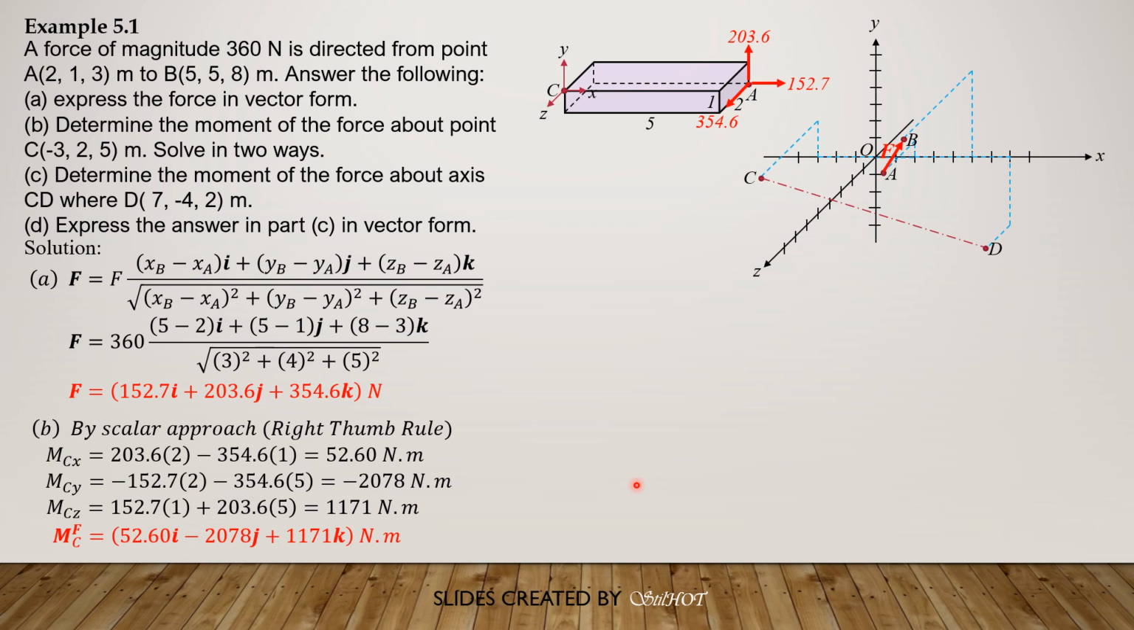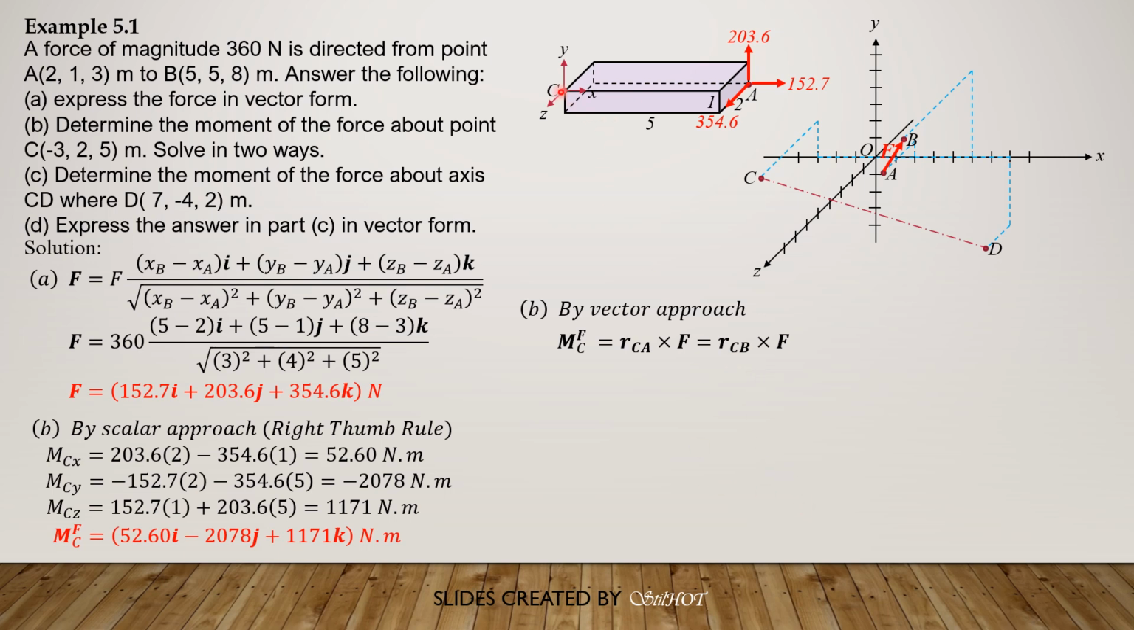In vector form, therefore, the moment of the force about point C is 52.6i minus 2078j plus 1171k Newton meter. Then let's solve part B again by the vector approach, because we have to solve this in 2 ways. So by the vector approach, it is RCA cross the force or RCB cross the force. I will present RCA cross F, then you'll be the ones to check using RCB cross F.